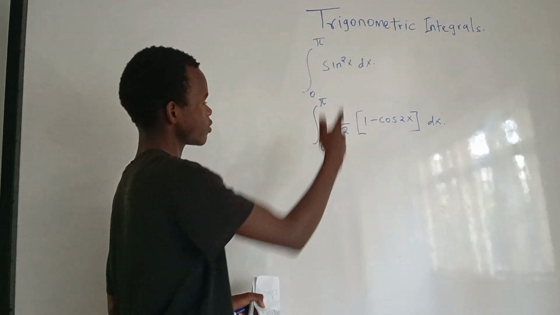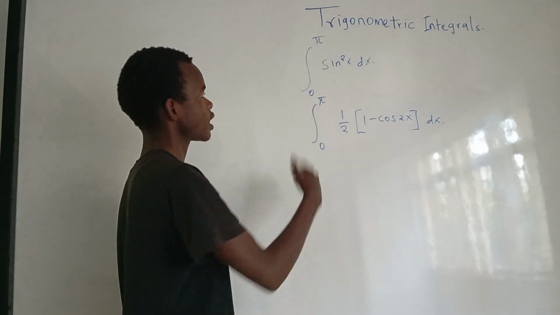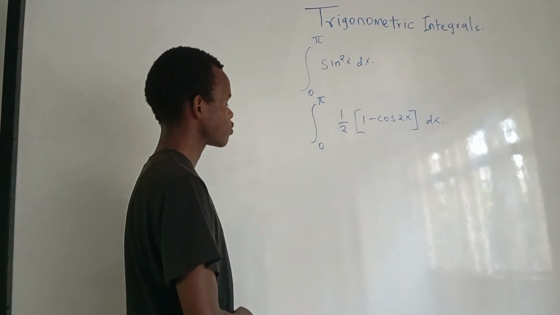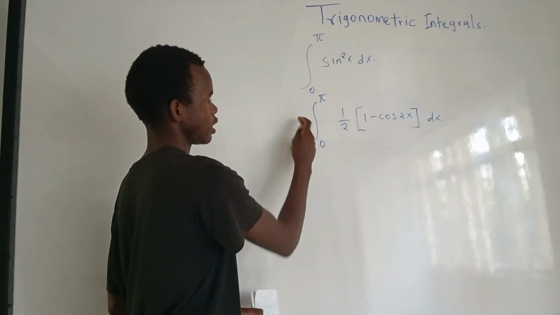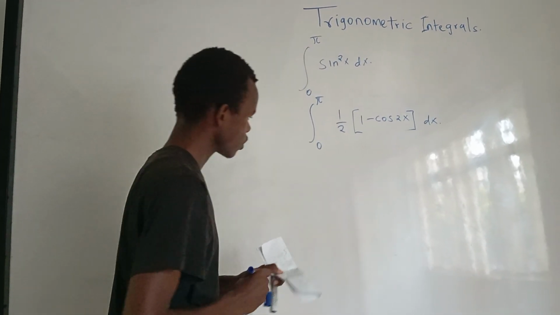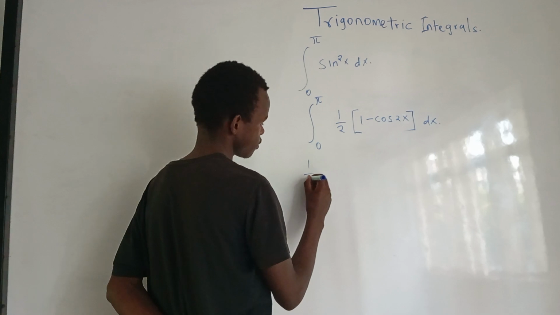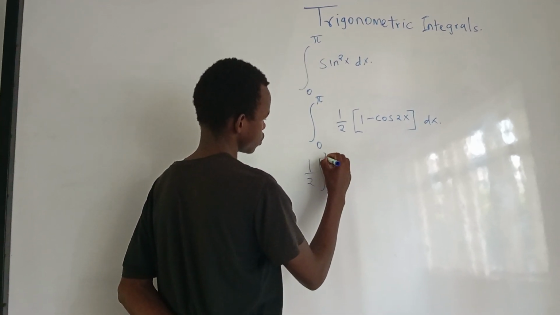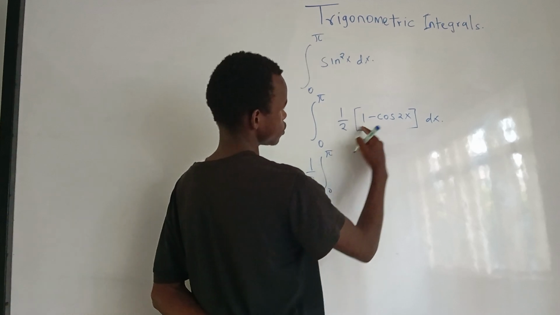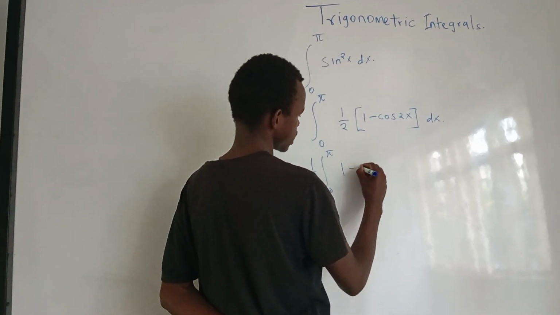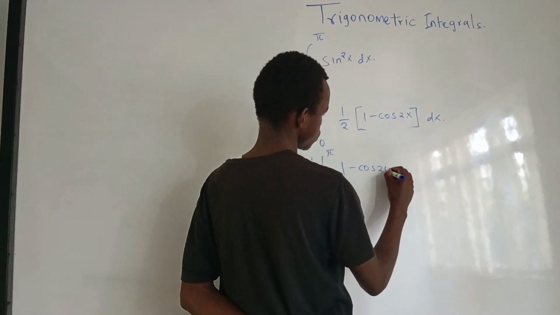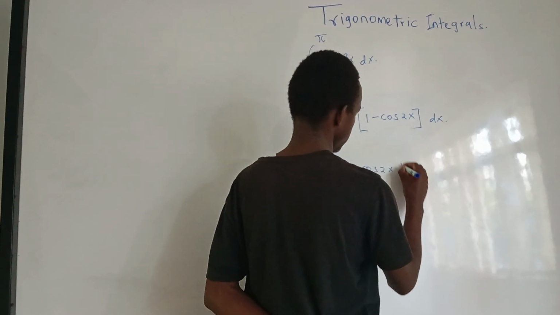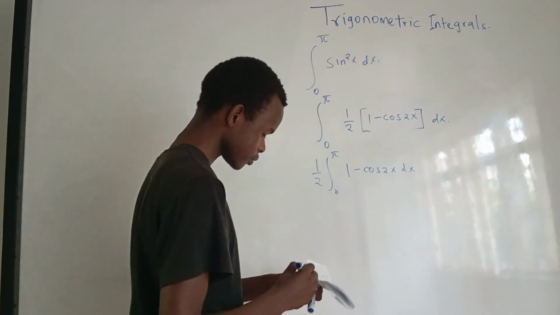So this is an even power of sine. Any even power of sine, we have to split it and use the reduction formula. So I'll get a half, that's a constant outside the integral, the integral from 0 to pi. So I have to integrate 1 minus cos of 2x, dx.